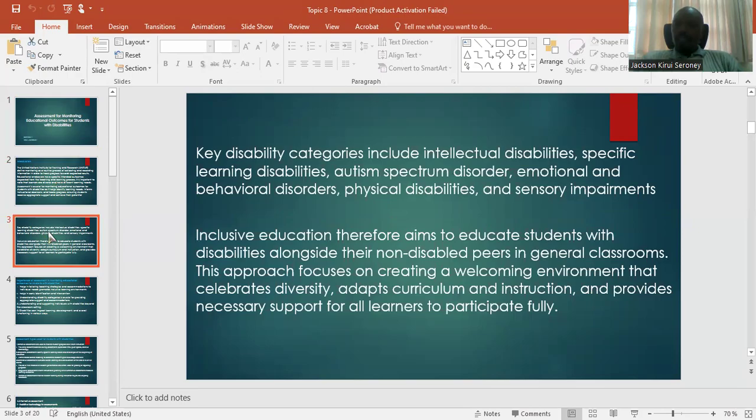Now, there are key disabilities among learners in schools, like learning disabilities, autism, emotional and behavioral disorders, physical disabilities, and sensory impairments. And we need to accommodate all these kinds of learners in school through inclusive education. So we want to look at thematic areas under this topic today.